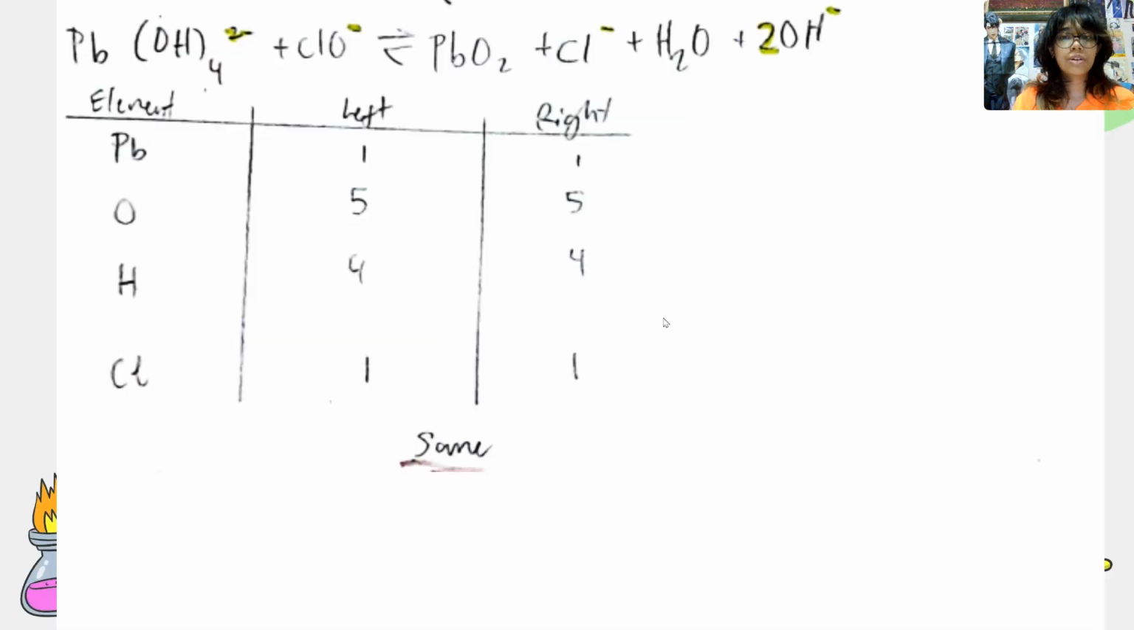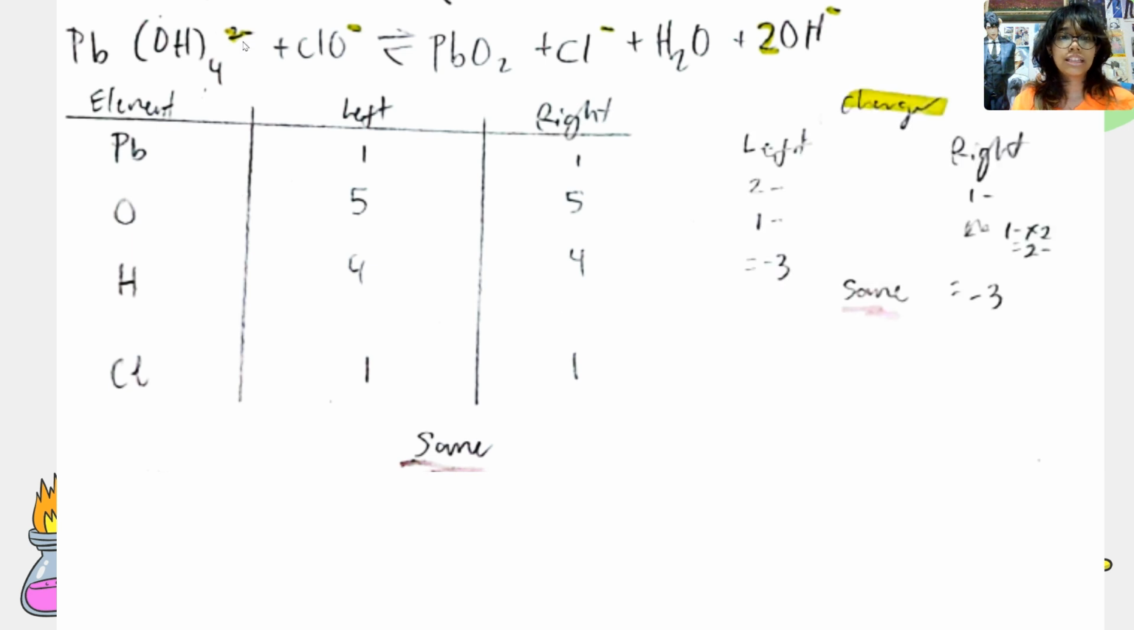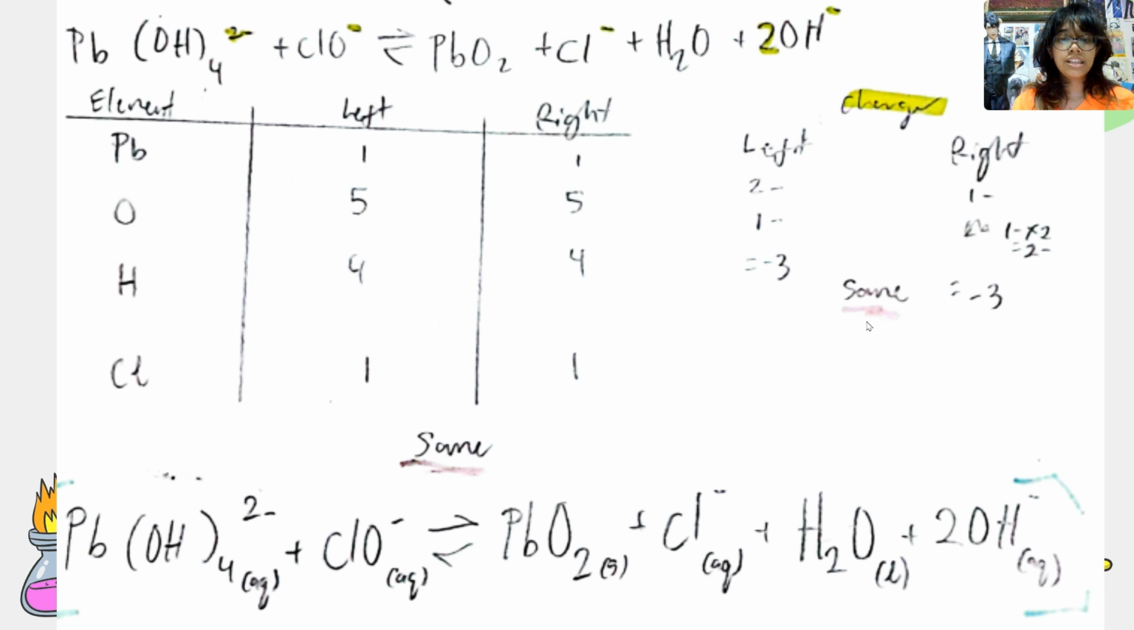Now we can check if our equation is correct by doing more tables. Over here, we can check the elements on the left, the reactant side, and the right, the product side. As we can see, we have the same amount of each element on both sides. Next, we can also check the charges, which are highlighted in yellow. There's -3 on the left side and -3 on the right side, which means it is also balanced. Finally, this is our balanced equation. Okay, thank you.